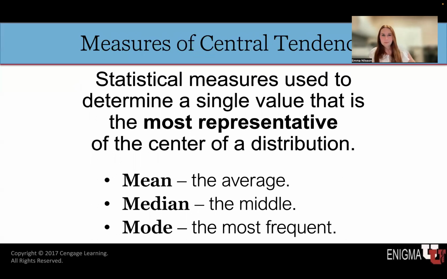Central tendency, the goal of this statistic is to find a single value that is most representative of the center of a distribution. So there are three different types of measures of central tendency that we use because there's not going to be a single standard procedure for finding the middle or center of a distribution. There's no one size fits all. It really depends on the data set. And so we're going to learn throughout this lecture which of these three is best in which situations.